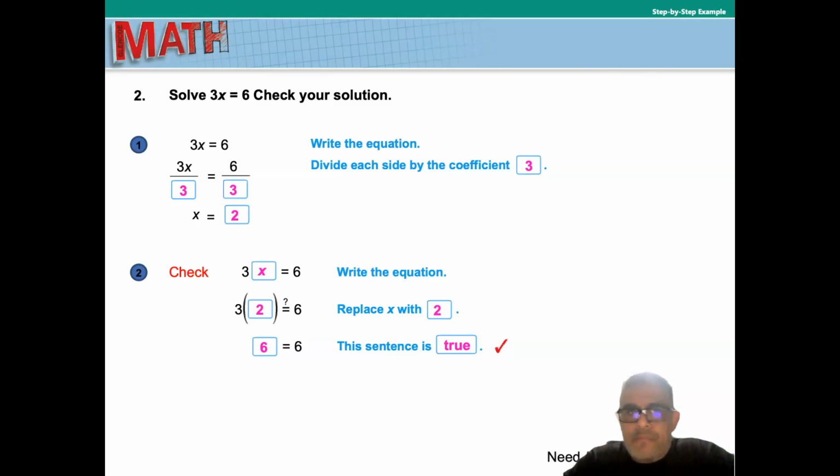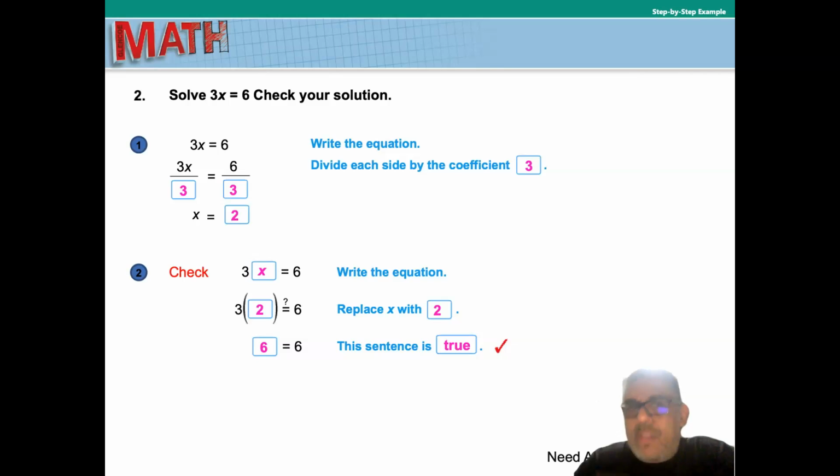Go ahead and read it. What am I asking you to do? Two things. What's the key word? Solve. And then once you solve, what are you going to do? Check your solution. Awesome. So let's read it together.